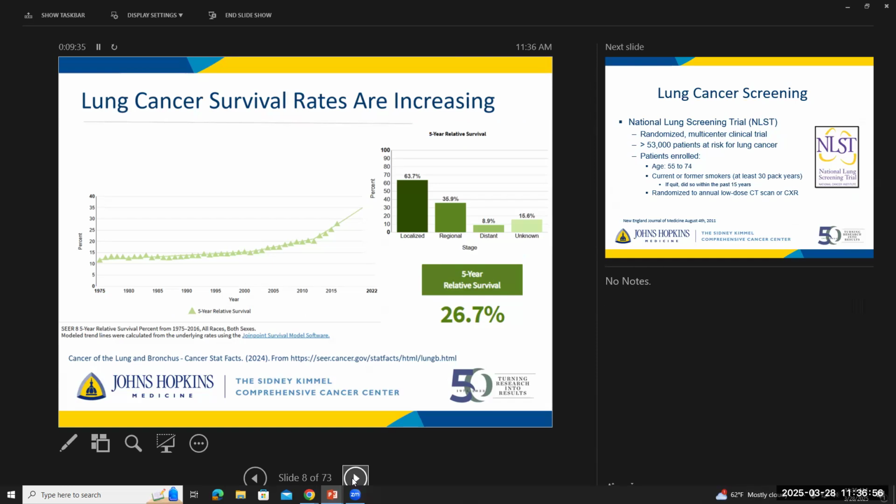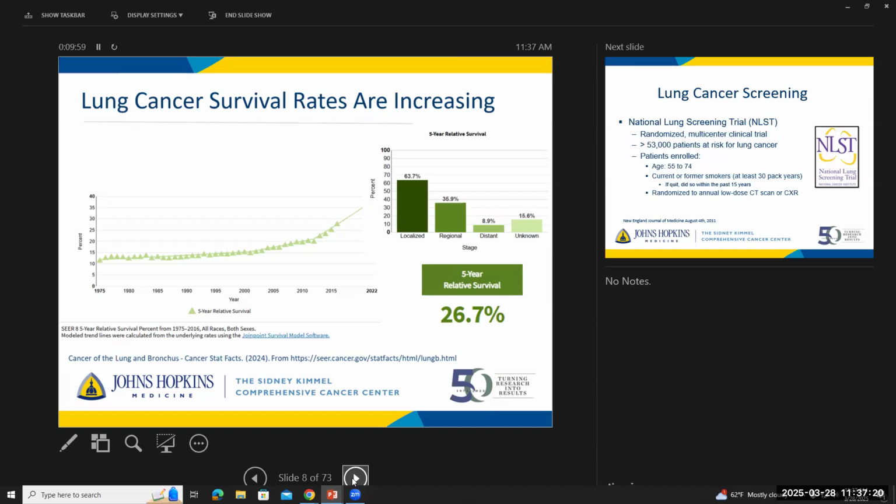You can see from the graph on the left that over the last 5 to 10 years, we've seen significant improvements in the 5-year survival rates. But overall, the relative 5-year survival is only around 27%, okay? So that is the percentage of patients who are alive 5 years after diagnosis. So lots of room for improvement.